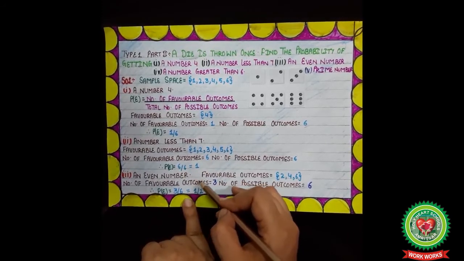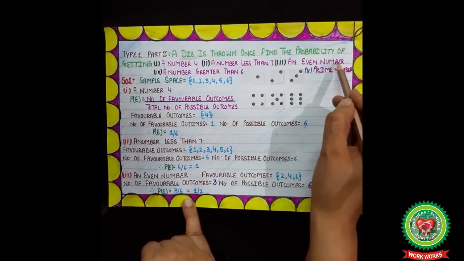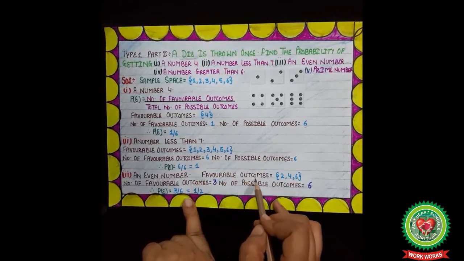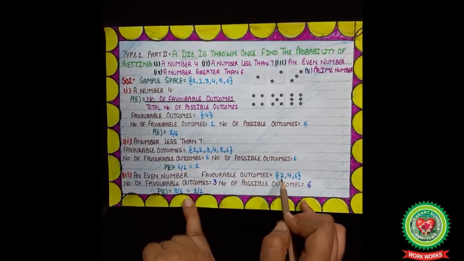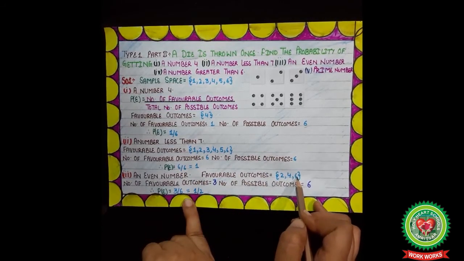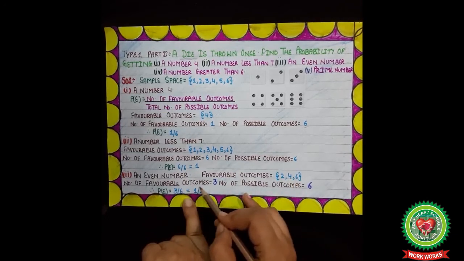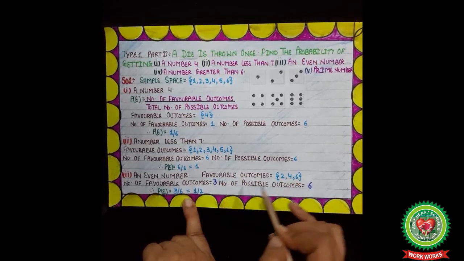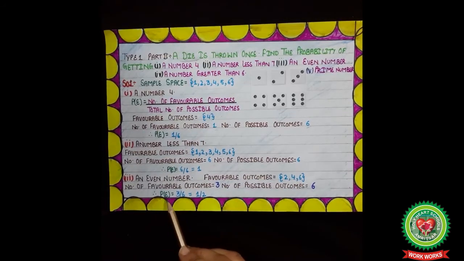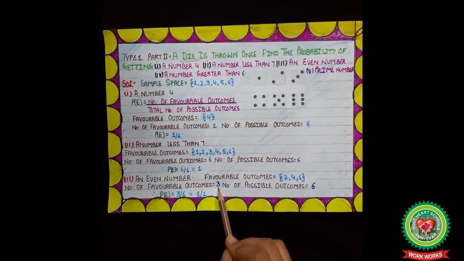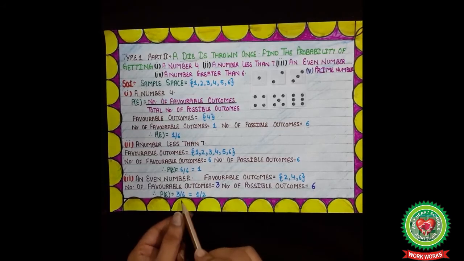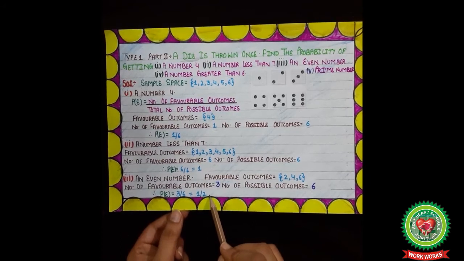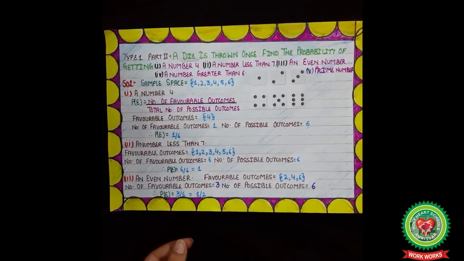Now next part is an even number. This is part number 3. Even number favorable outcomes will be 2, 4, 6, and number of favorable outcomes is 3: 1, 2, 3. So P(E) is equal to 3 upon 6. After cutting we will get 1 upon 2. This is the answer of part number 3.